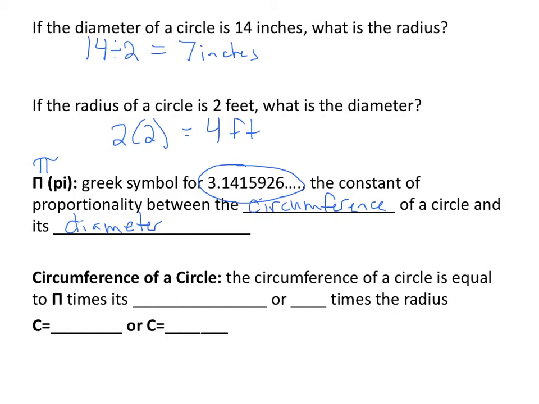So the circumference of a circle is equal to pi times its diameter, or pi times 2 times the radius. So it'll look like this. Circumference is pi times the diameter, or you'll see it written this way, 2 times pi times the radius, because twice the radius is equal to the diameter. Either one of those is okay to use.